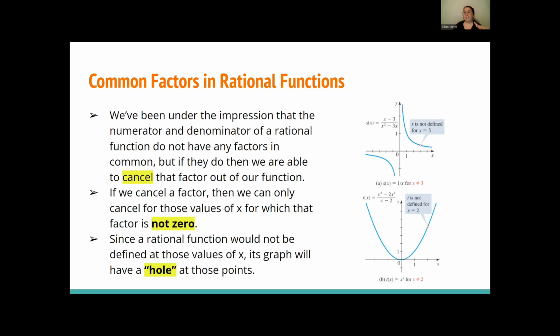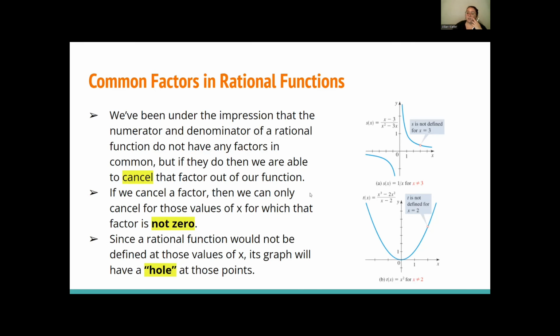Because remember, if you're canceling it out, that factor existed in the numerator and in the denominator, and your denominator can never be equal to 0. So if that factor you're canceling was originally in the denominator, then for whatever values of x made your function undefined, it would have been a vertical asymptote. But instead you get to cancel it out. But you don't get off quite scot-free. You would put a hole in your graph at that value. Since a rational function would not actually be defined at those values of x if you had left it, the graph would have a hole at that point.